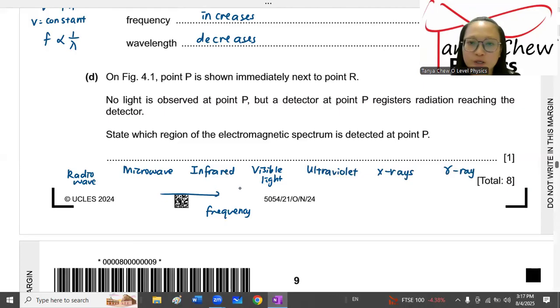So state which region of the electromagnetic wave is being detected. Since the frequency is increasing, that is why infrared is detected at P. So I would say infrared is detected at P.